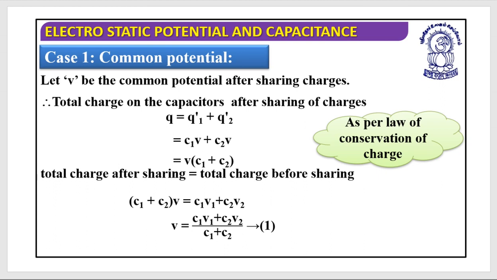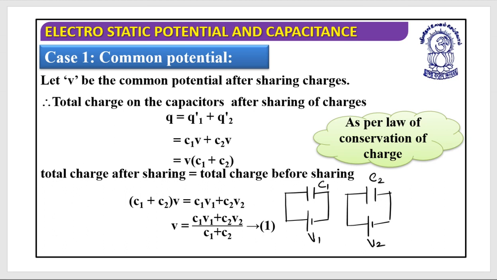Let's suppose this is the first capacitor connected with a battery. This is C1, this is V1. This is another capacitor connected with a battery. This is C2, this is V2. Now you are supposed to disconnect these two after they have been fully charged. I have disconnected it here, and again I disconnect this one after both are fully charged.